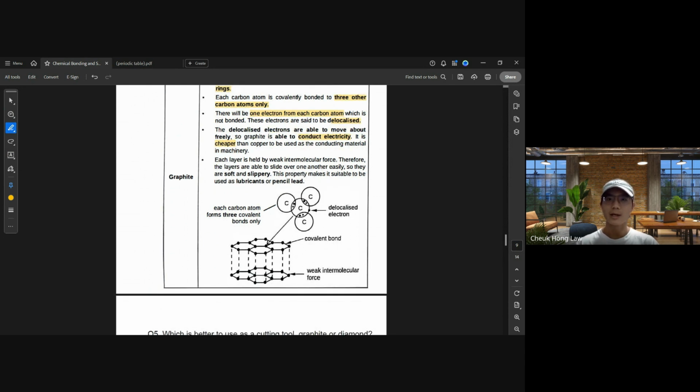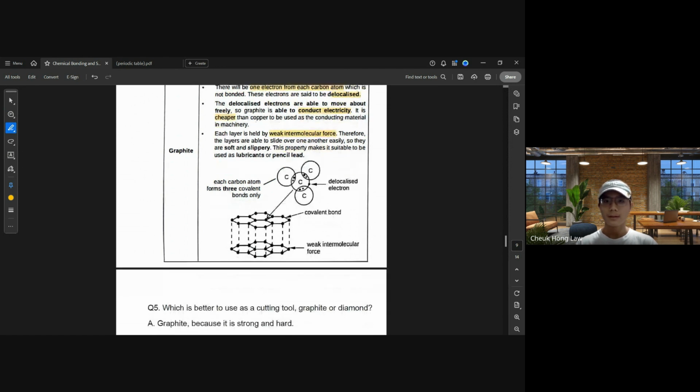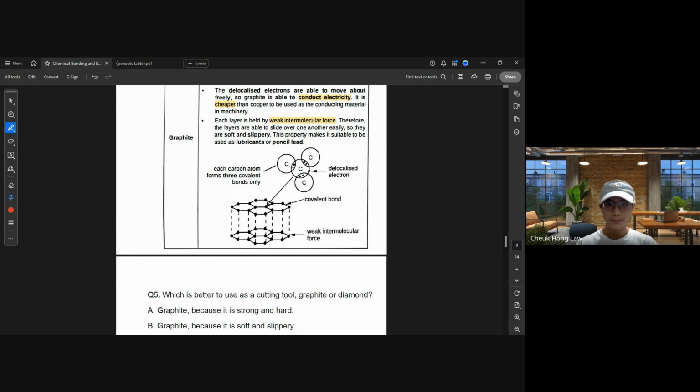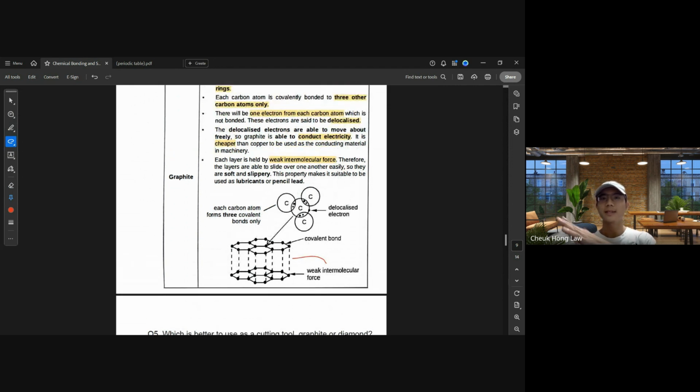Okay. Then for each layer of graphite, each layer is held by weak intermolecular forces. So it's like this line over here. These are your graphene sheets, and in between the sheets, the layers have weak intermolecular forces, which means that it's easy for the layers to slide over one another. Because it's easy, they are soft and slippery. Okay. So it makes graphite suitable to be used as lubricants or pencil lead, because they have the properties of being soft and slippery.